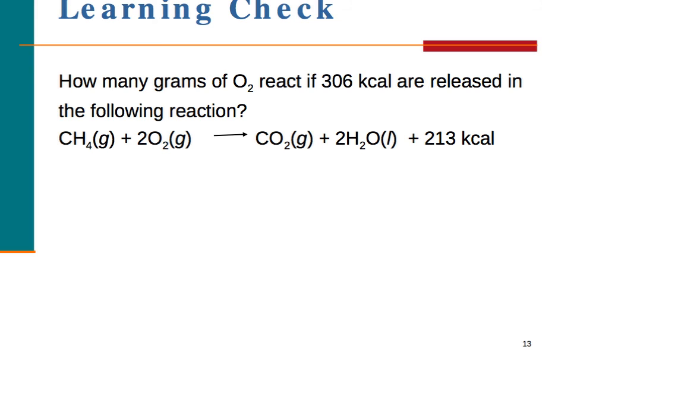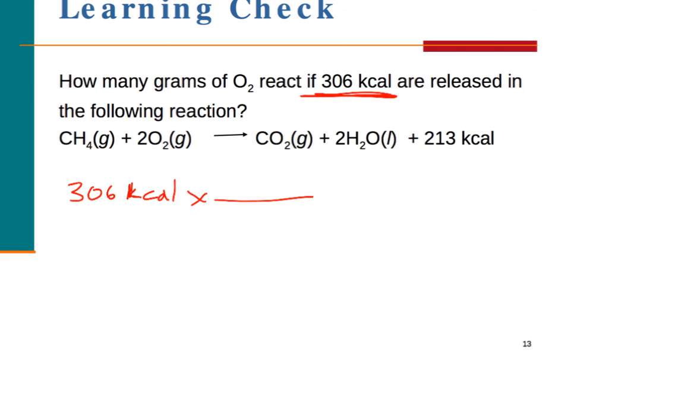All right. Learning check in the house. Let's kick the party up a notch. Instead of just doing simple one steps, let's throw a little bit more fun on the fire. How many grams of oxygen react if 306 kilocalories are released from the following reaction? All right, I can see that I've got one number to start my problem with. So I have 306 kilocalories.